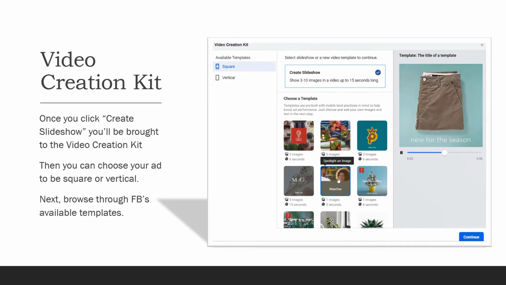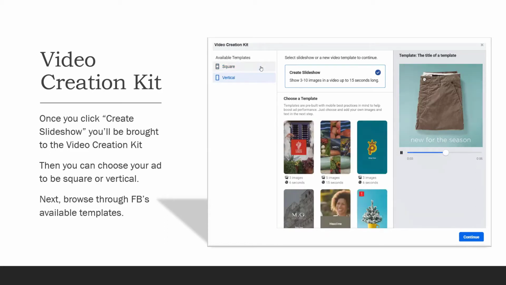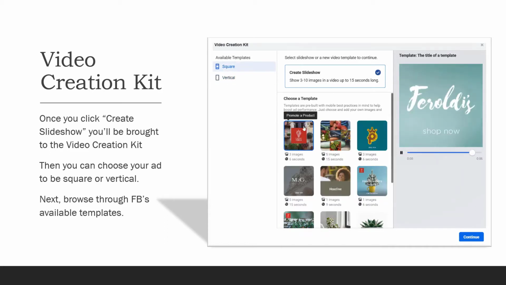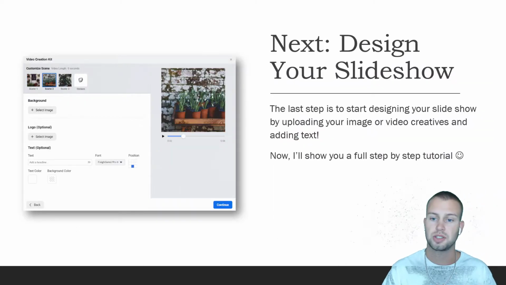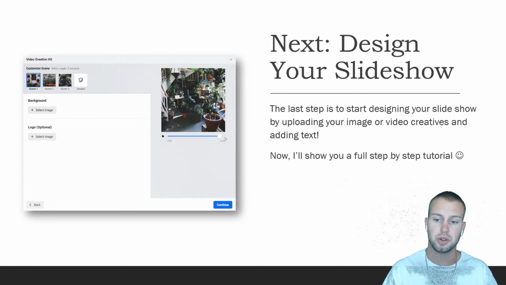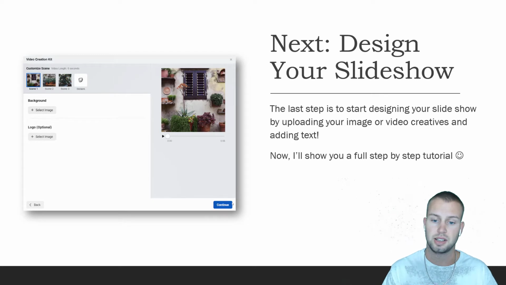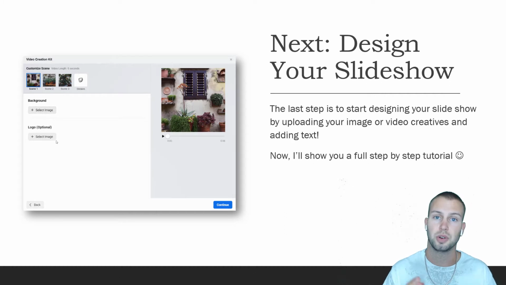Next, you can browse through the Facebook templates. They have a whole bunch available for you to choose one. So just browse through those templates and see which one will make the most sense for the product or affiliate offer you're promoting. So next, you can actually start designing your slideshow. So this is the last step, and it's designing your slideshow by uploading your images or video creatives and adding text to these creatives as well. So now I'm going to show you a full step-by-step tutorial on how to create slideshow ads for your Facebook ads campaigns. I'm going to hop into that right now.